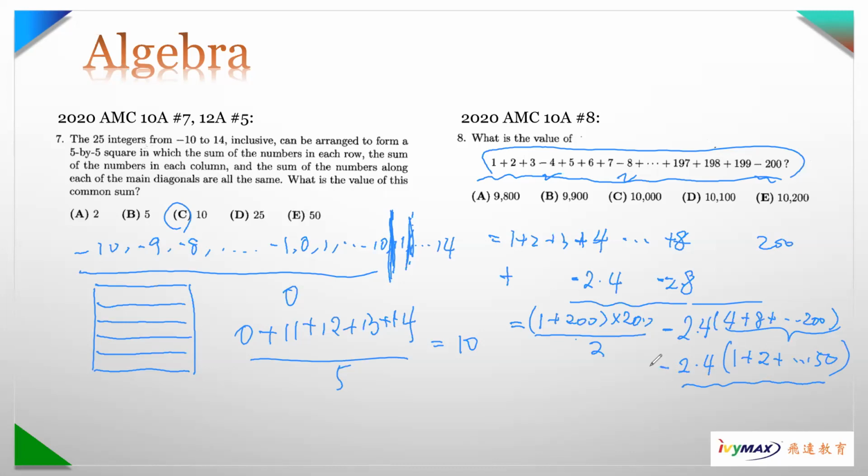So that will be 2100. So the answer for that should be 9900. Okay, answer should be B.